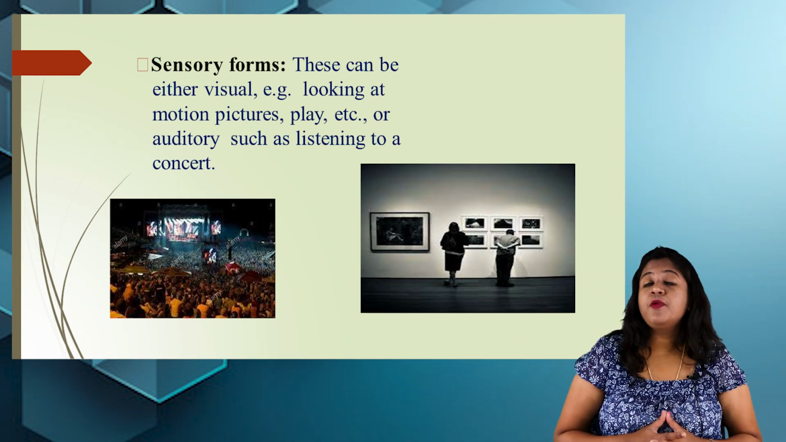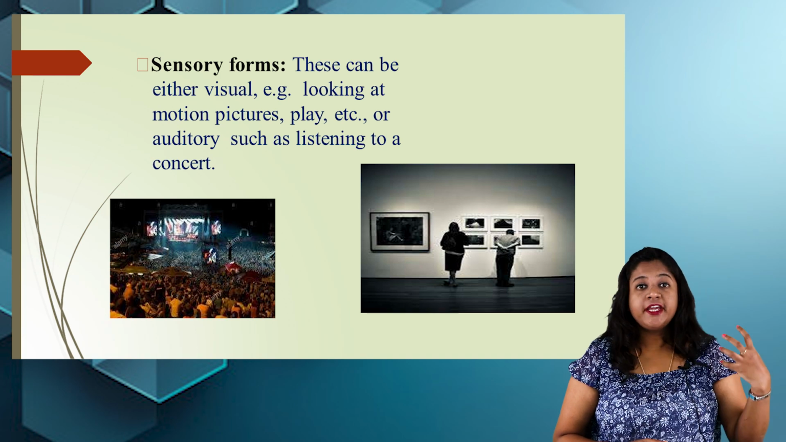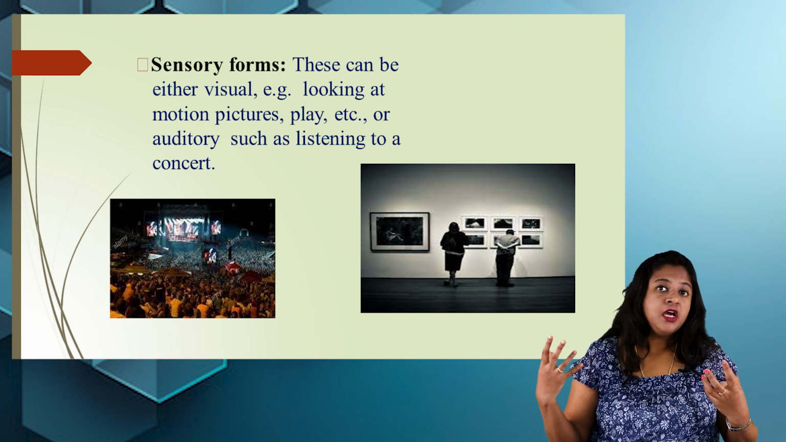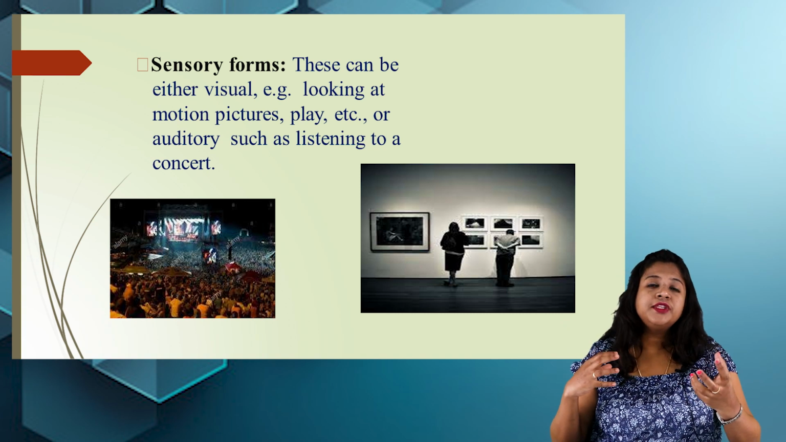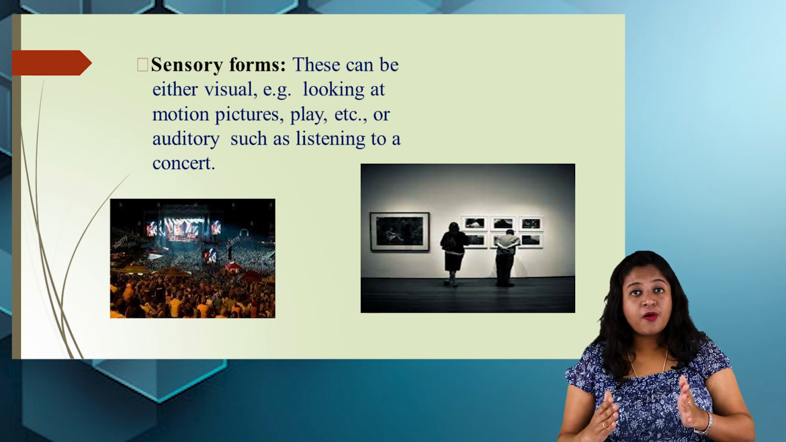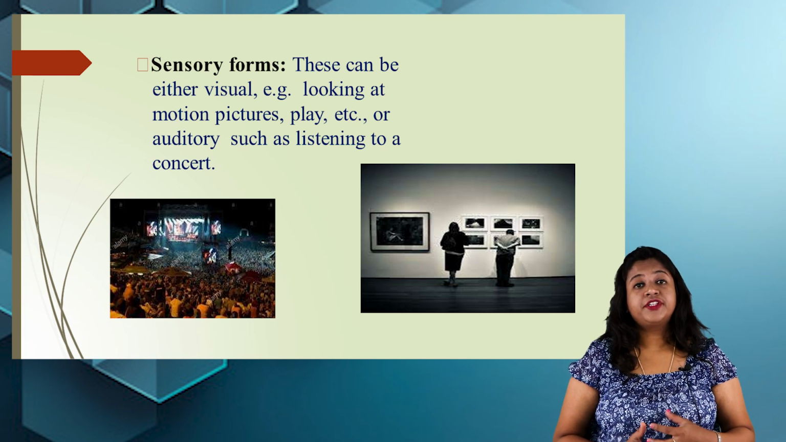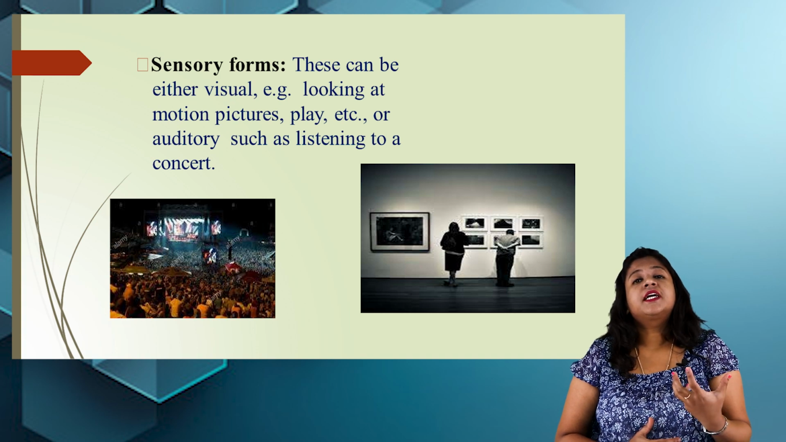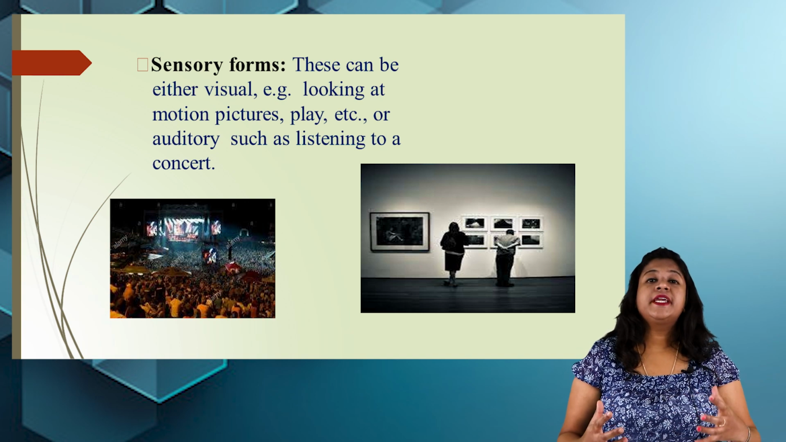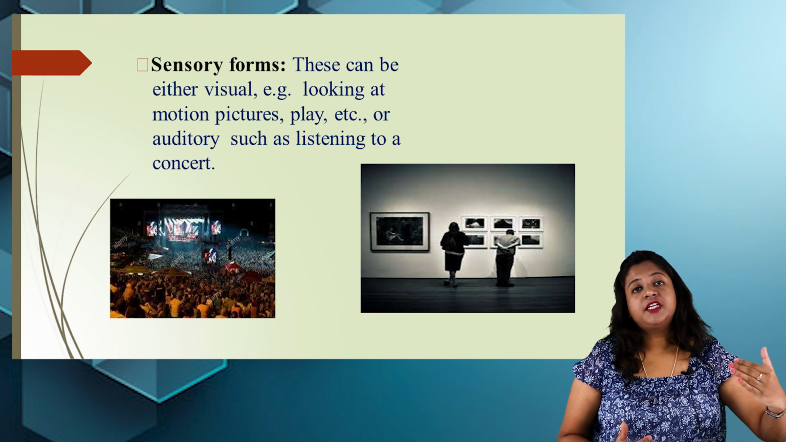The second type of the recreational activity is the sensory form. The sensory form includes more use of the senses, the sense organs. It can be hearing or visual. Through these senses, the person is getting a recreation. For example, the visual form includes making the client view a movie or a drama or a play, or making the client visualize motion pictures. Such activity is the visual form.